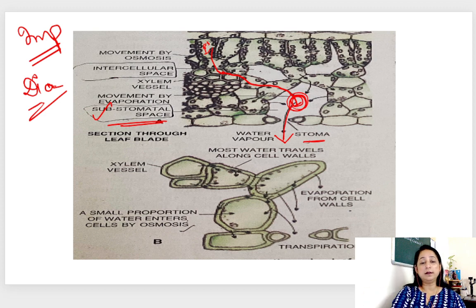So stomatal transpiration is the topic. Nobody will ask you to explain the whole stomatal transpiration, but yes, you must know the passage. The movement is through the intercellular spaces, then the xylem vessels, then the substomatal space, and finally it moves out through the stomata.